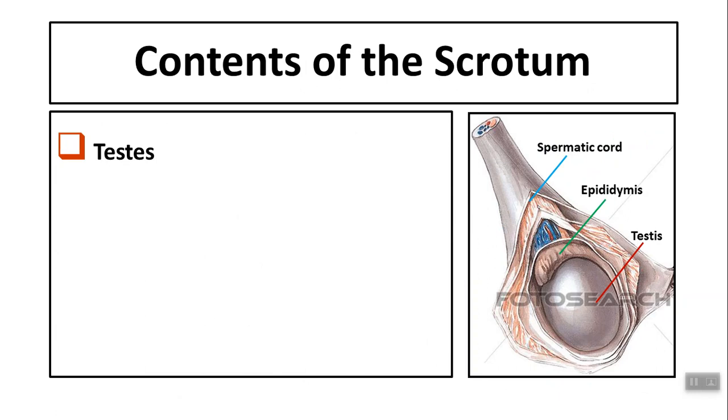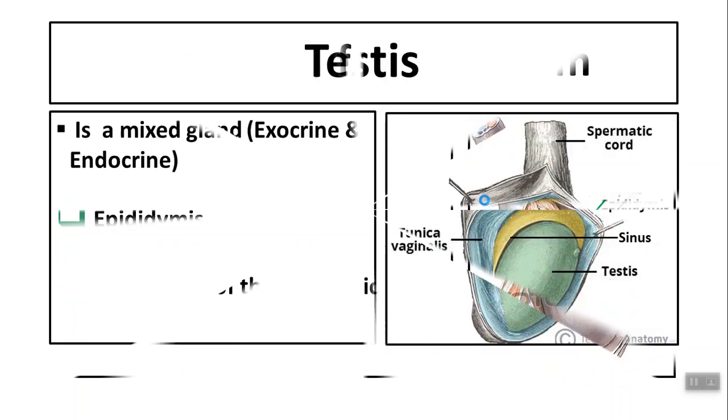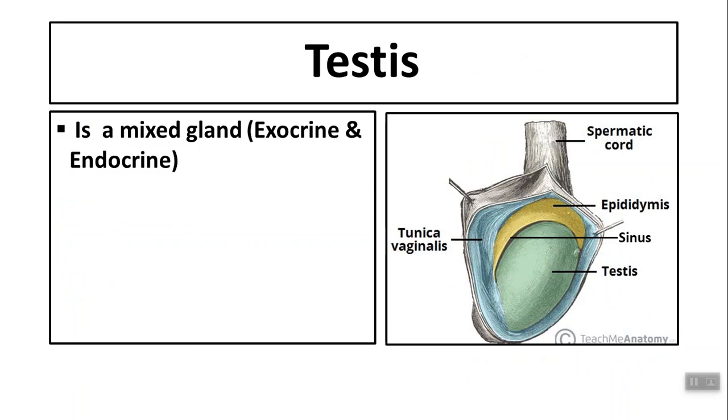What are the contents of the scrotum? The scrotum contains the testis, the epididymis, and the lower end of the spermatic cord. So it contains three structures: testis, epididymis, and the lower end of the spermatic cord. First of all, we will study the testis. Testis is a mixed gland. Mixed gland means it has both exocrine and endocrine portions. The exocrine portion produces sperm, while the endocrine portion produces the male hormone, which is androgen.